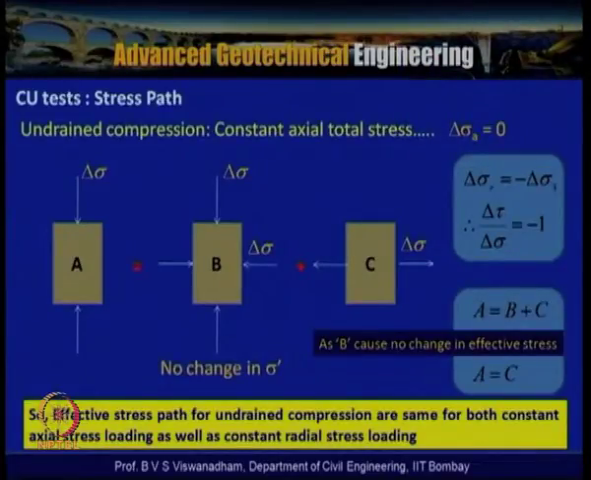Now with the constant axial stress, when you have delta sigma, which is indicated by a, it is nothing but delta sigma with no change in sigma dash, the effective isotropic condition, plus c, that is delta sigma. Then a is equal to b plus c, where delta sigma r dash is equal to minus delta sigma r, which is equal to minus delta sigma 3. So delta tau by delta sigma is equal to minus 1, and with this we can say that b caused no change in effective stress, and that a is equal to c.